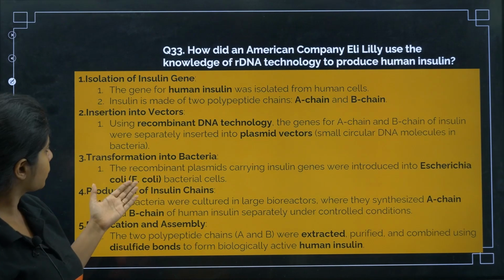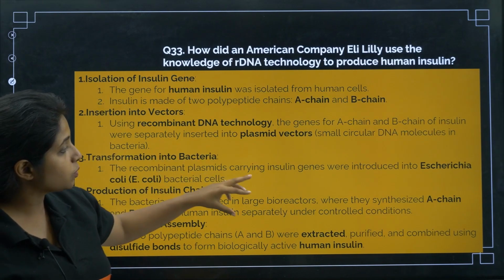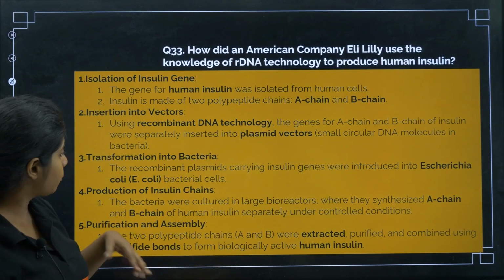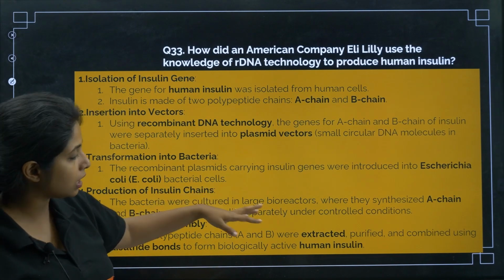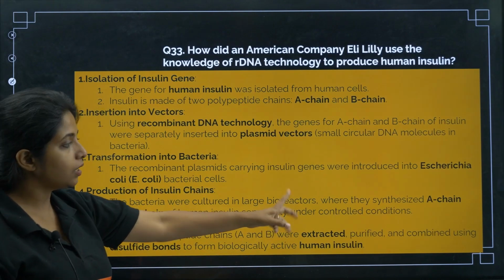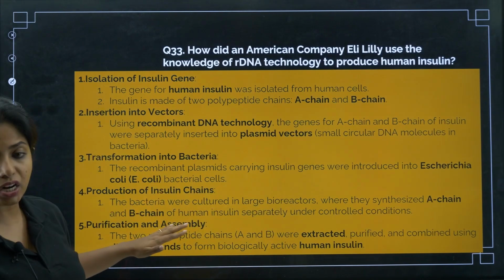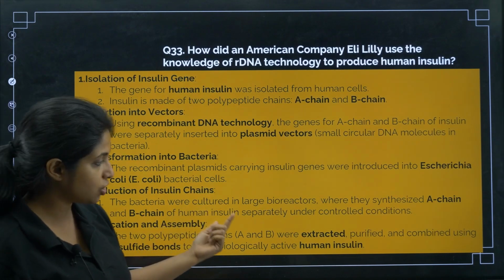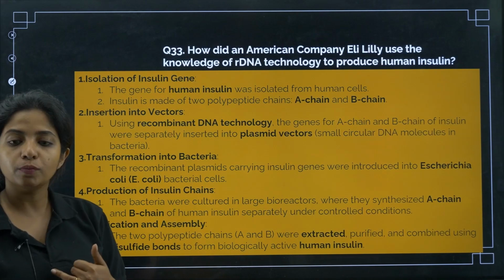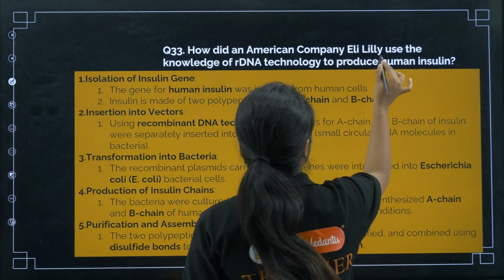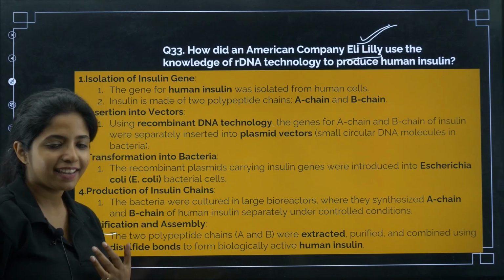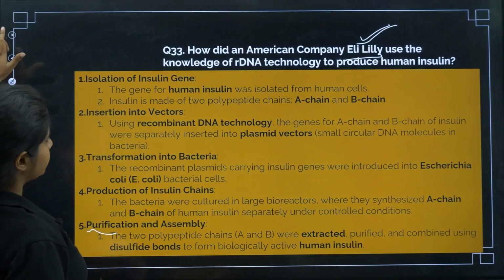Okay, now what was done? The recombinant plasmid carrying the insulin gene were introduced into Escherichia coli, that is E. coli, and production of the insulin chains. The bacteria were cultured in large bioreactors where they produced A chain and B chain separately under controlled environment. Later, purification and assembly was done: the two polypeptide chains were extracted, purified and combined, and that's how you got the human insulin. And Eli Lilly is still there. It's a very famous company. I hope you might know it. Okay, so yes, this is the answer.